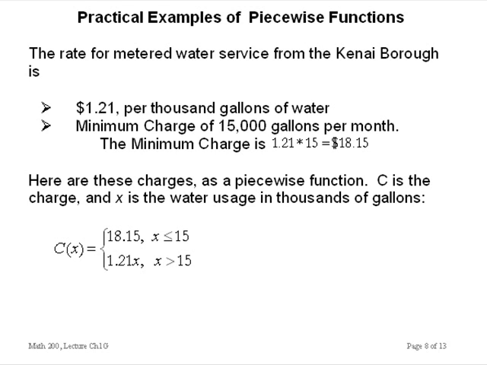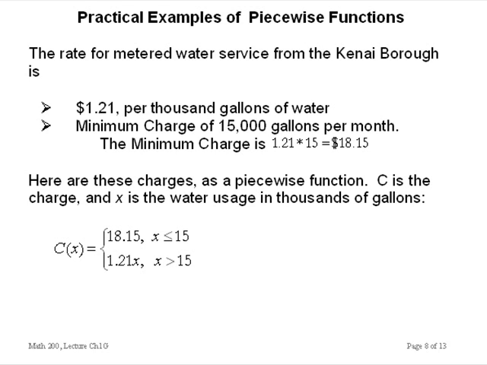The price that you pay is $1.21 per 1,000 gallons of water, and you pay that as a minimum charge up to 15,000 gallons per month. So if you don't even turn the water on, you have nothing running, you're still going to pay for 15,000 gallons a month. And that will give you a minimum charge of $18.15. After that, you start paying for every 1,000 gallons that you're using.